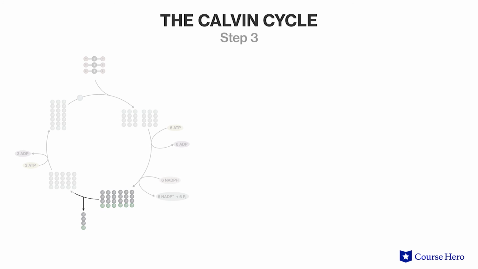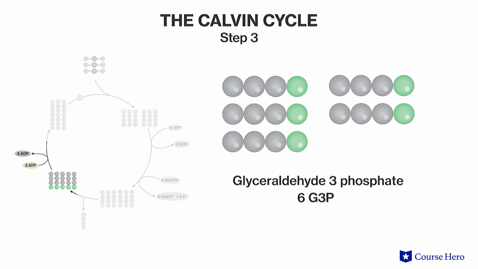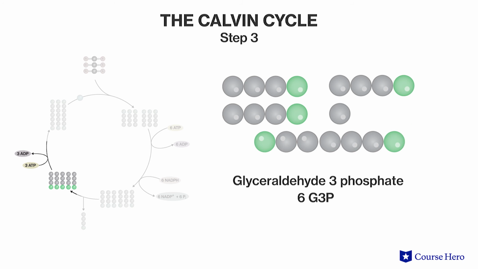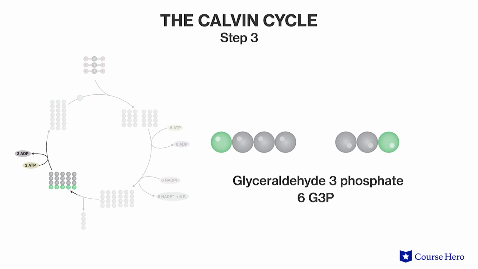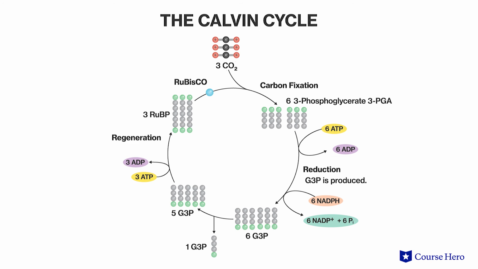The final step is the regeneration of RuBP from the 5 molecules of G3P in the previous step. Remember that neither the light reactions nor the Calvin cycle alone can make sugar from carbon dioxide. Both stages are required for photosynthesis.